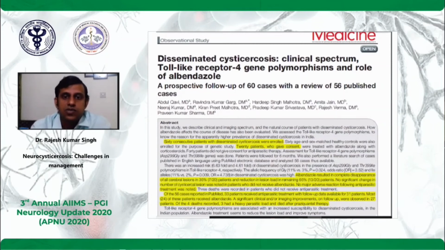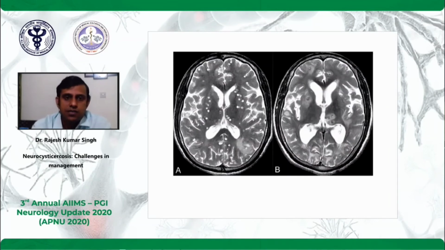So based on this, they have one more prospective paper, in which they have given 3 cycles of albendazole for the disseminated cysticercosis. So this was the paper where they have given an example. They have multiple NCC in the brain. It must be more than 20 and almost complete resolution after giving a prolonged albendazole therapy.